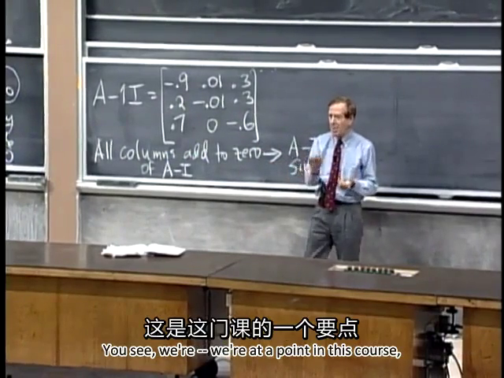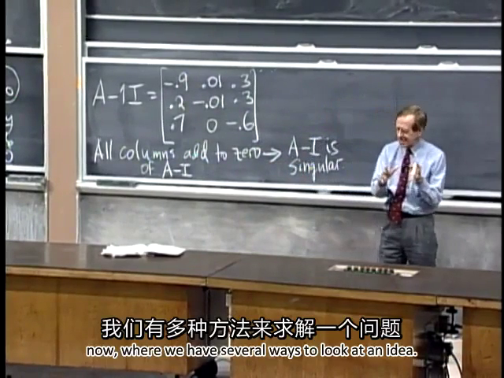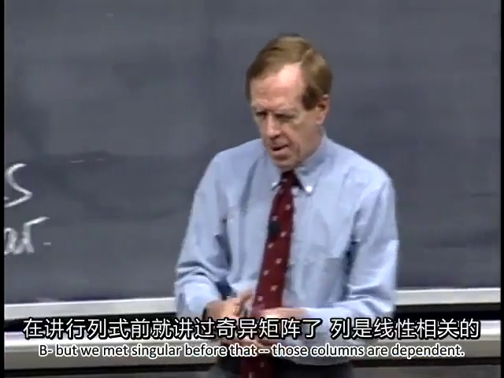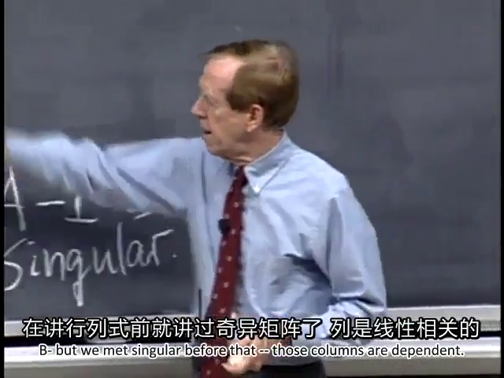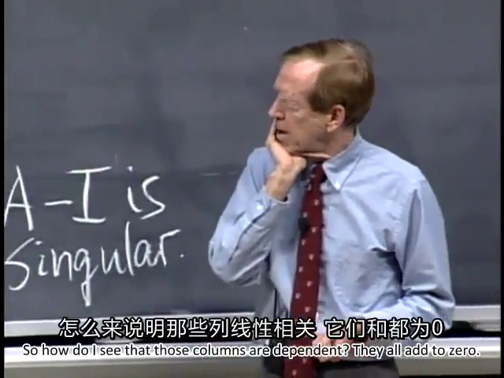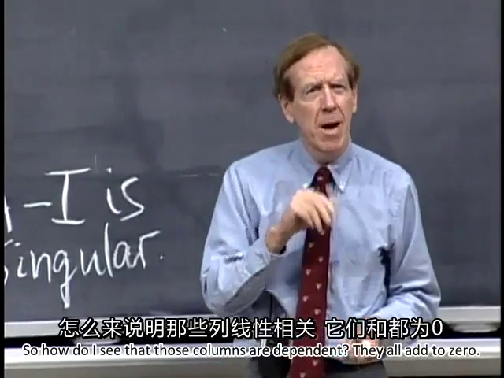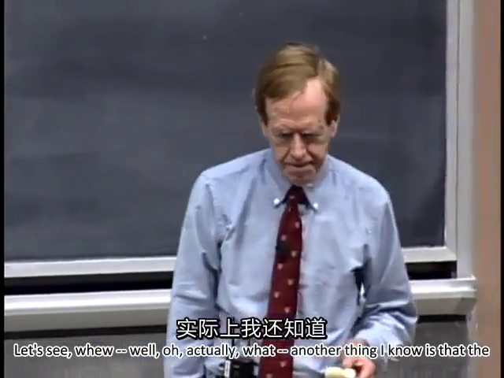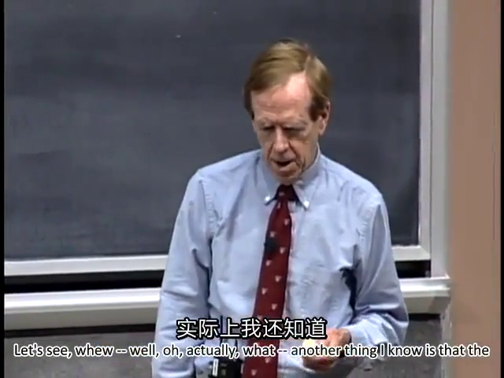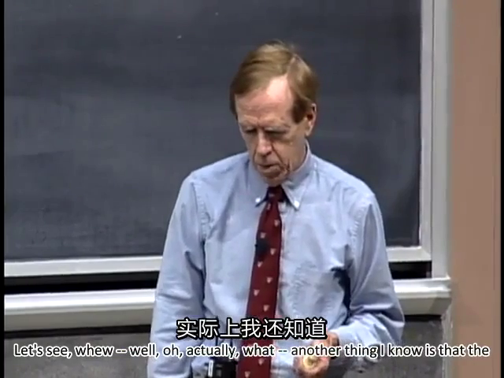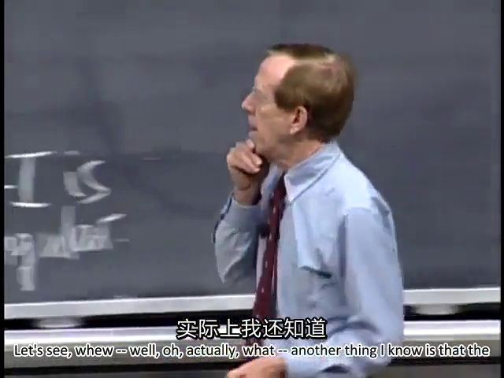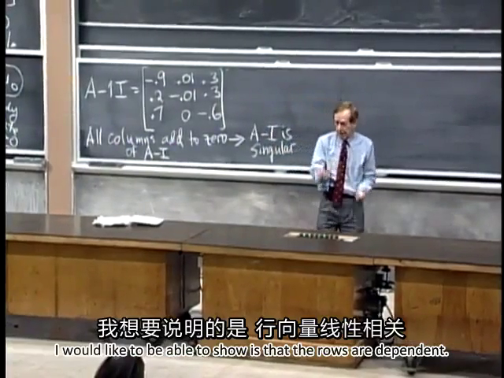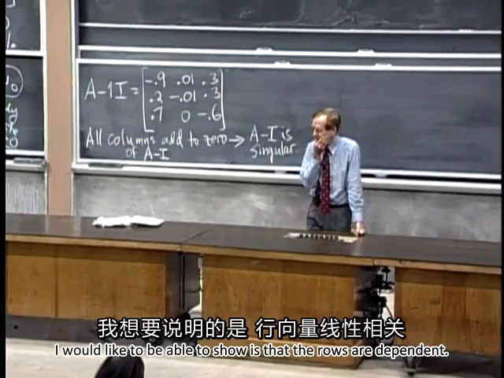You see, we're at a point in this course now where we have several ways to look at an idea. We can take the determinant. Here we don't want to. But we met singular before. Those columns are dependent. So how do I see that those columns are dependent? They all add to 0. Let's see. Well, actually, another thing I would like to be able to show is that the rows are dependent.